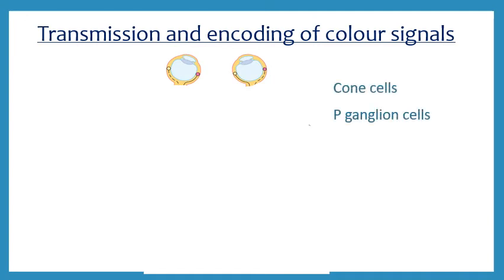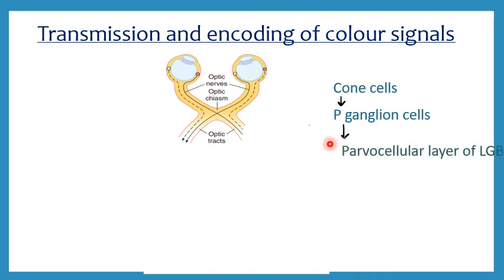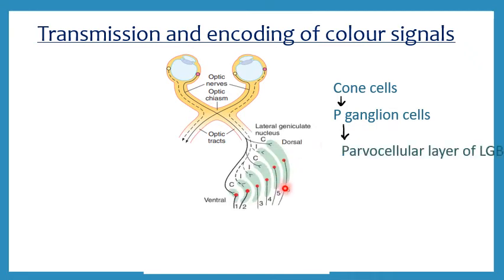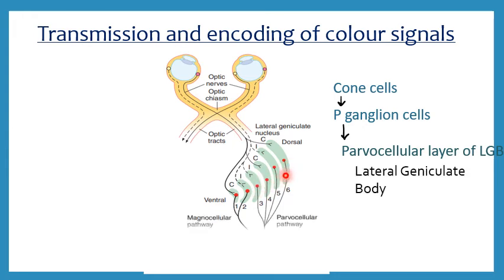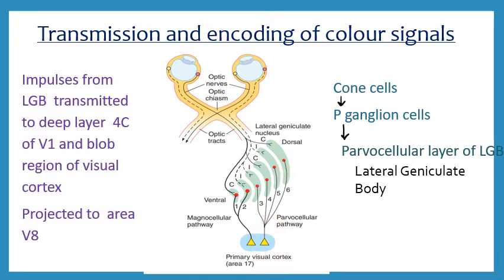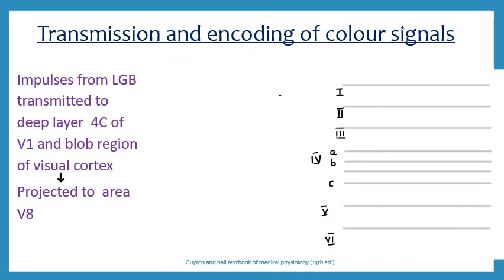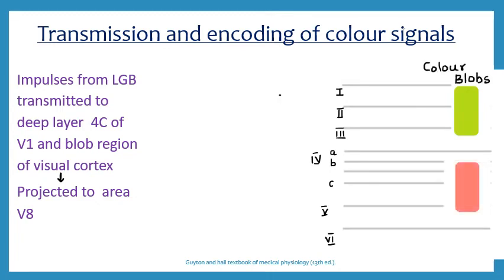and all these impulses move from the cone cells on to the P ganglion cells, and from the P ganglion cells via the optic nerve as well as the optic tract, reach the parvocellular layer of the lateral geniculate body. Remember, the last four is the parvocellular layer. So from there, via the parvocellular pathway, it reaches the primary visual cortex, which is area 17. Now once it reaches the primary visual cortex, here we see some details. So as I said before, the cortex has 6 layers, and to understand color properly, we've got specialized color blobs present in our cortex.